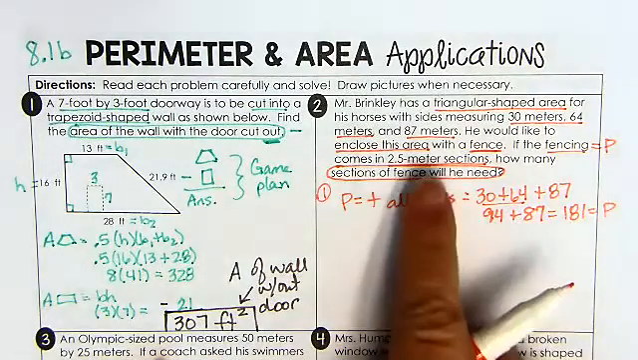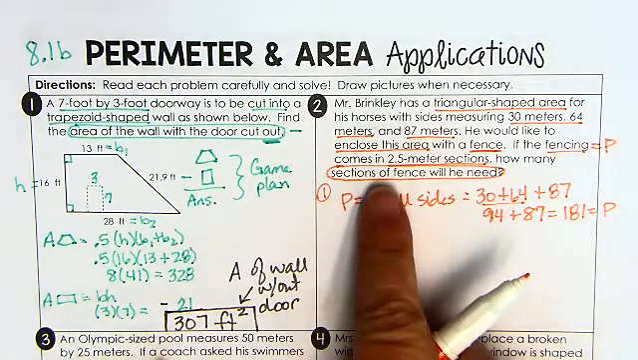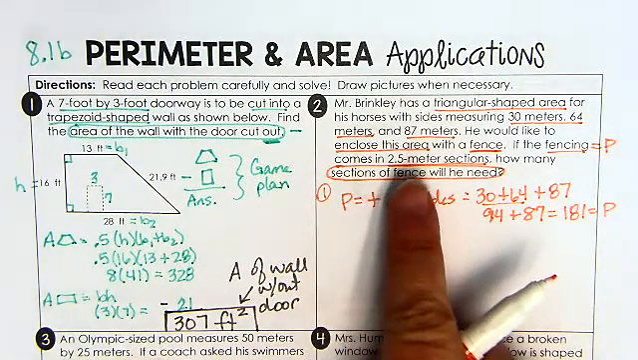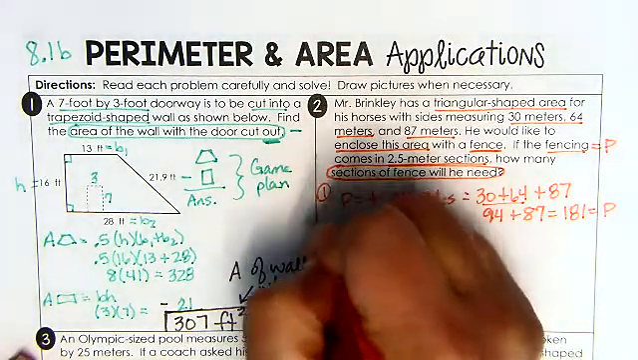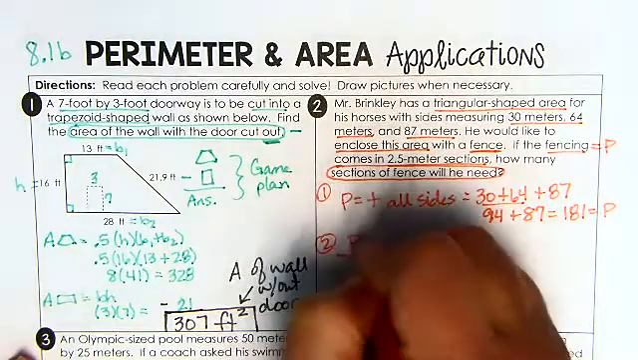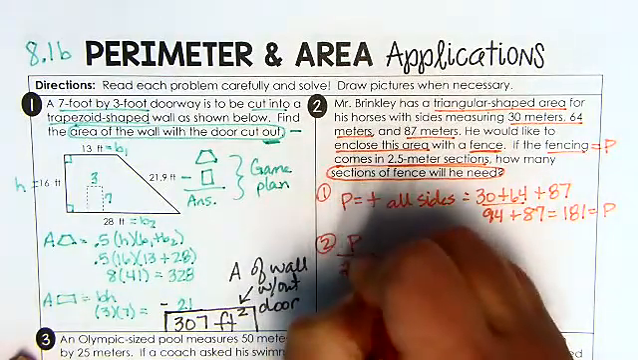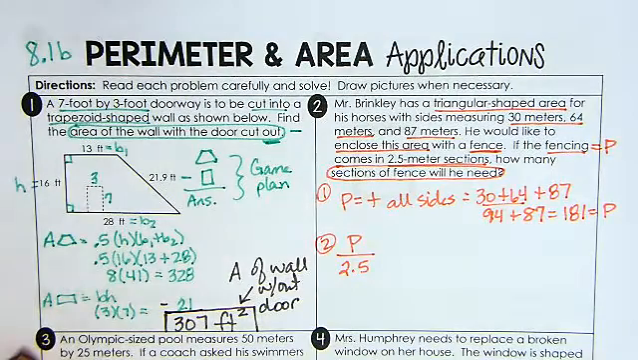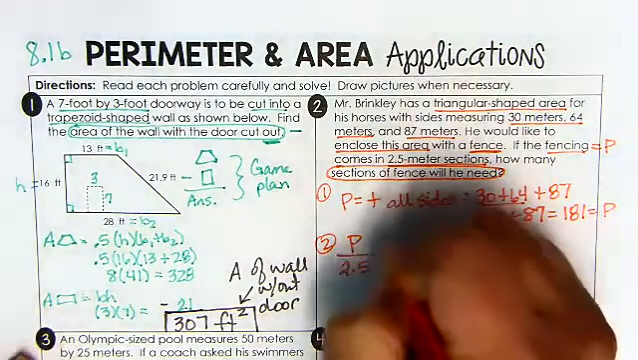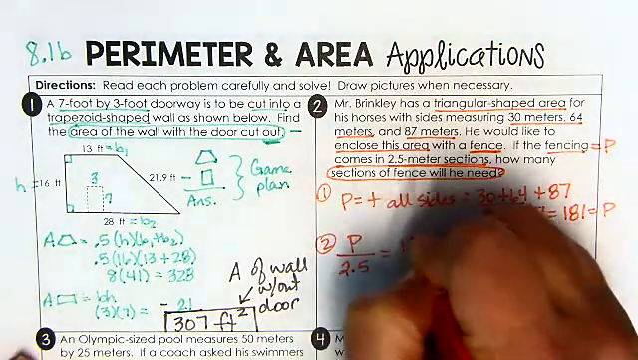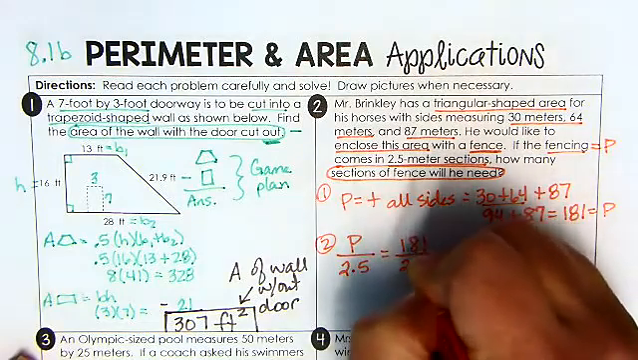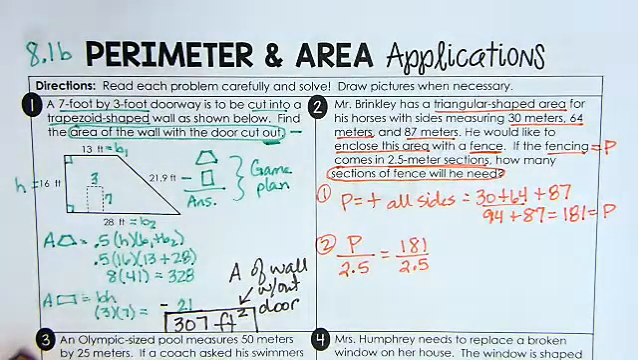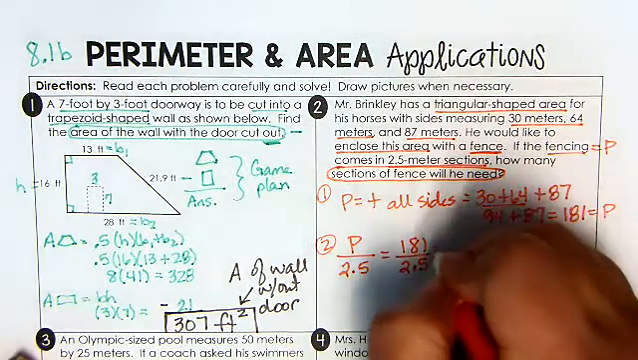But it doesn't want the perimeter, it wants to know how many sections. And each section is 2.5 meters. So therefore, for step 2, we have to take the perimeter and divide by 2.5 to figure out how many sections there will be. So we're going to have 181 divided by 2.5.